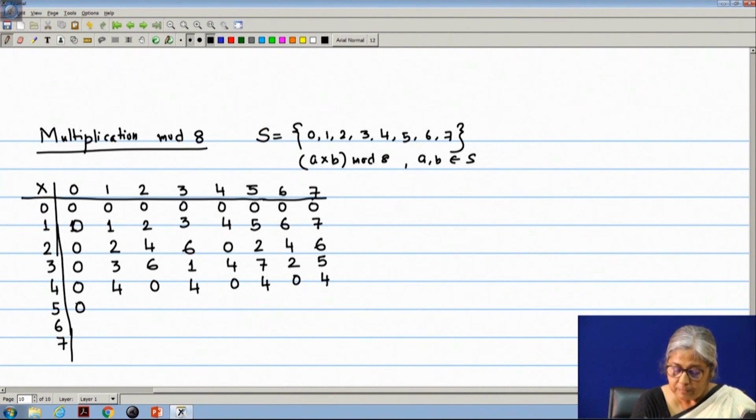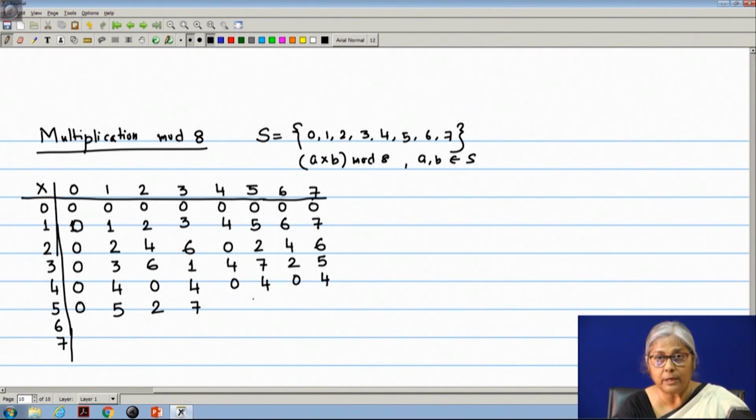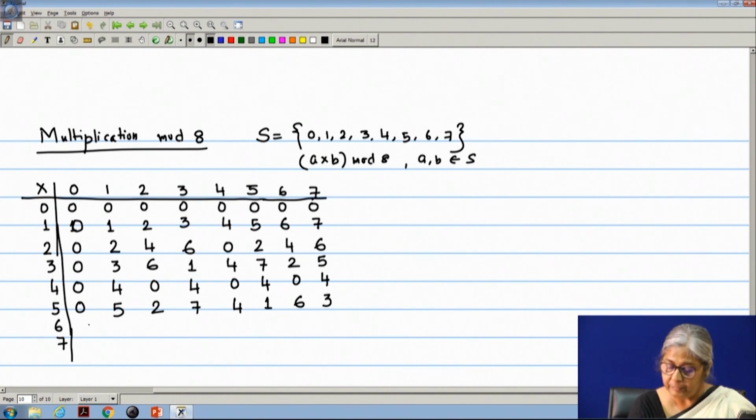Now for 5: it is 0, 5, 10 modulo 8 is 2, 15 modulo 8 is 7, 20 modulo 8 is 4, 25 modulo 8 is 1, 30 modulo 8 is 6, 35 modulo 8 is 3.